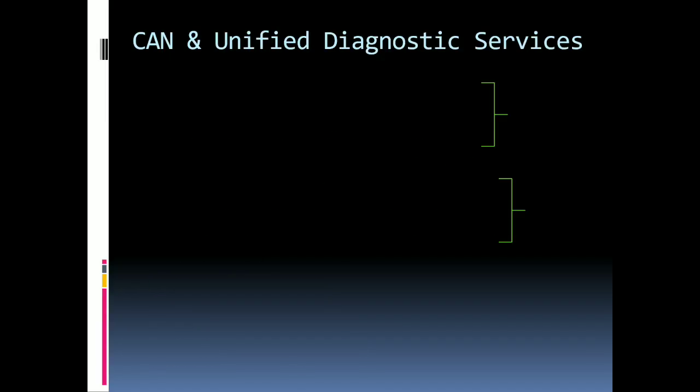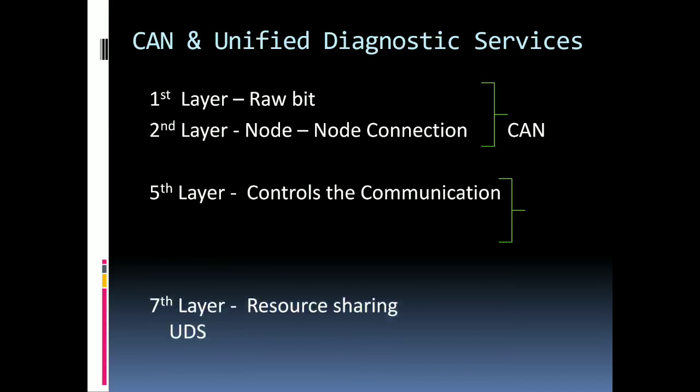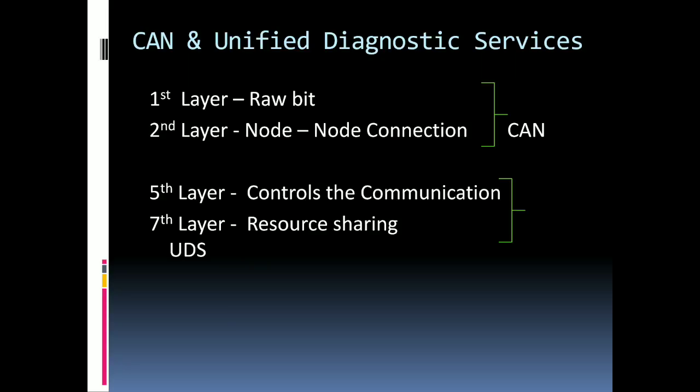So how can we relate this to CAN and UDS? See, the first layer and second layer come under the CAN category, because it is taking the raw bit, and the second layer is node to node connection. So CAN enables the two layers. Then the fifth and sixth layers control the communication, because in UDS we are controlling the communication by a lot of services, like control DTC settings and communication control. Those we can support by means of the fifth layer.